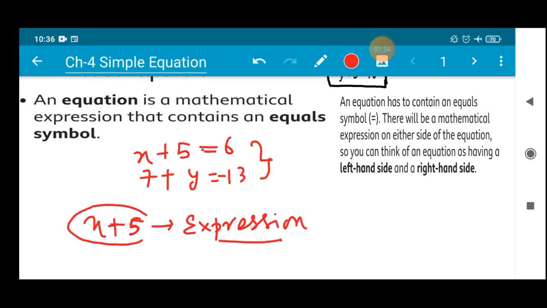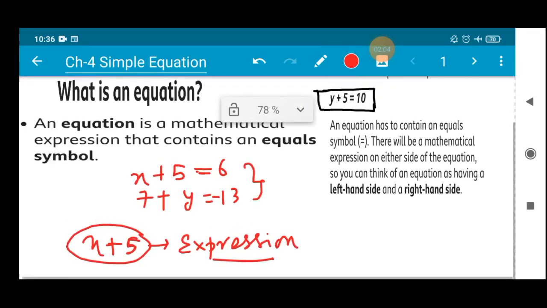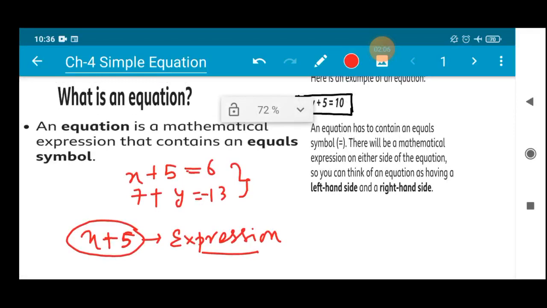All right, which we will be discussing in class 7 only. The topic is called algebraic expression. But here we are going to deal with the equation. Wherever you see an equal to symbol, those types of expressions will be considered an equation.